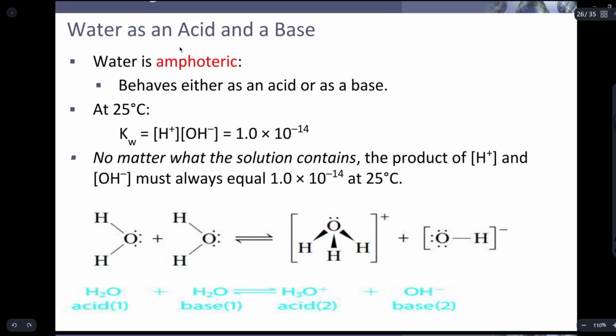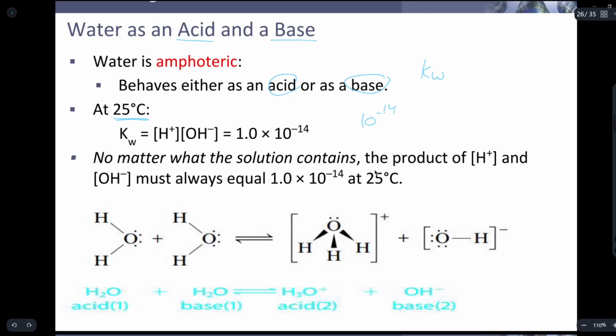So you may have noticed something by now. Water can be both an acid and a base. This makes water amphoteric, meaning it can behave as both an acid or a base depending on the circumstances. The Ka value of water, also known as Kw, at 25 degrees Celsius will always be 10 to the power of negative 14.